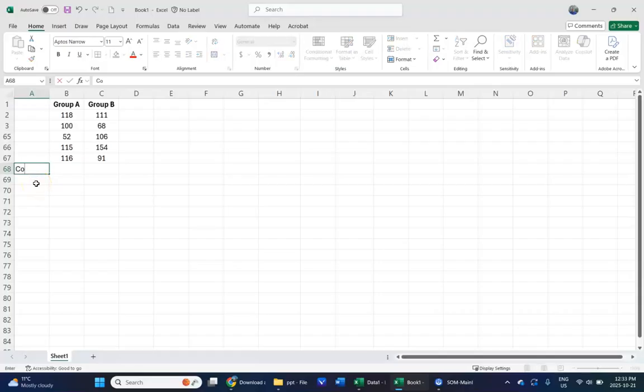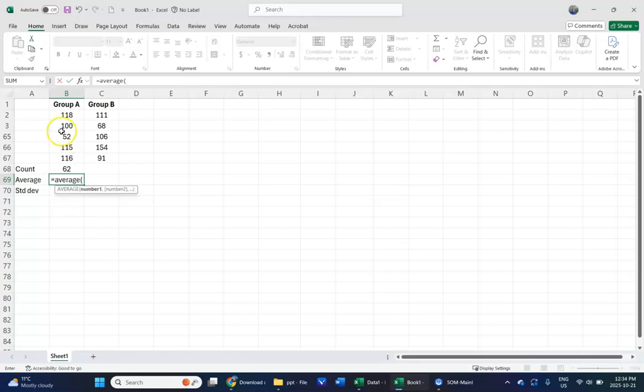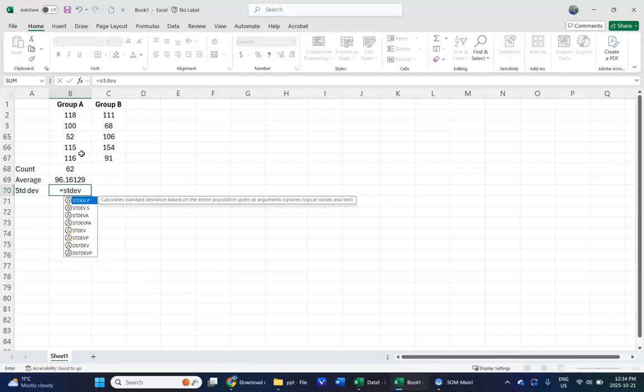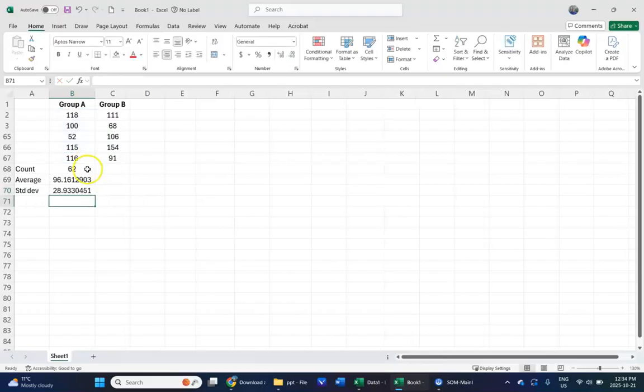So what I want to do, I'm going to show you some Excel functions. The count, the average. The count is going to be your sample size, the average, and then the standard deviation functions. The count function equals count. Highlight all of your data in column B for group A. Average. To calculate the mean, go equals average, bracket, highlight all of our data. And for our standard deviation, STDEV, bracket, highlight all of your data. So that's the count, average, and standard deviation.